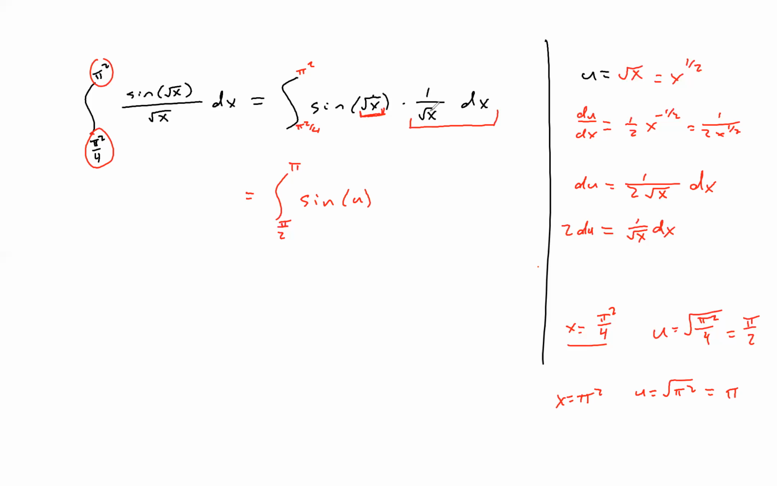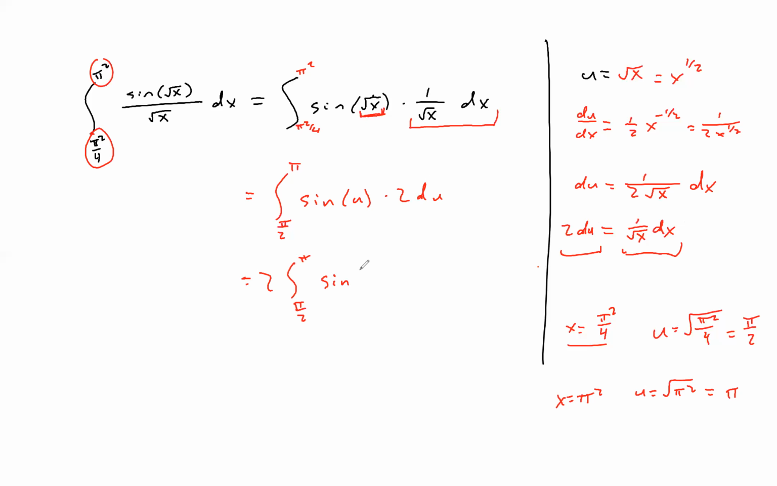And then we went through all this work and figured out that 1 over the square root of x dx can just turn into 2 du. So this whole thing here turns into just a 2 du. And again, this 2, I can just bring it outside my integral. This is 2 times the integral from pi over 2 to pi of sine of u du.